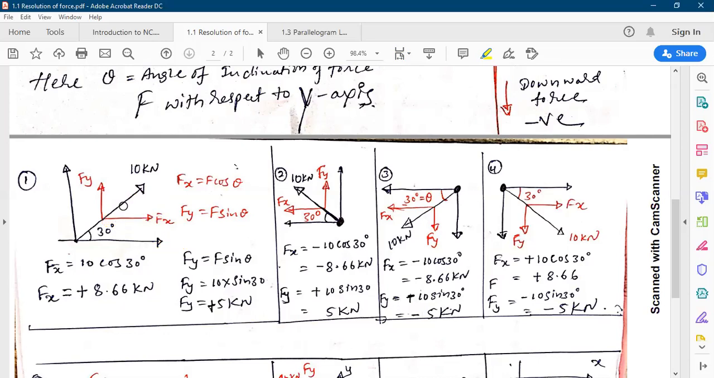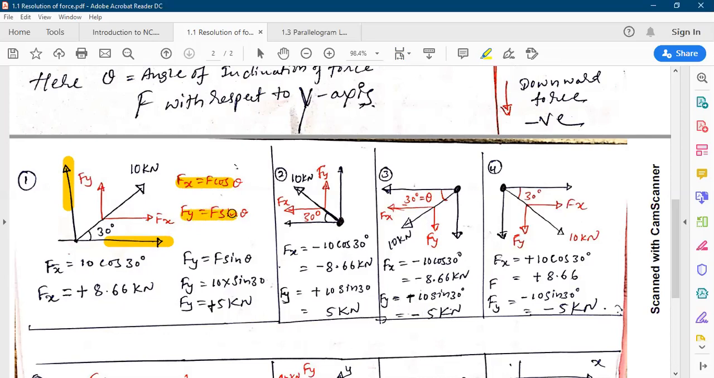Similarly, in order to get the y component, project this force to the y-axis. The arrow will be acting upwards, so the y component of the force is acting upwards. Now in order to resolve this force along the mutually perpendicular directions, that is the x-axis and the y-axis, we can write the equation Fx is equal to F cos theta and Fy is equal to F sin theta.